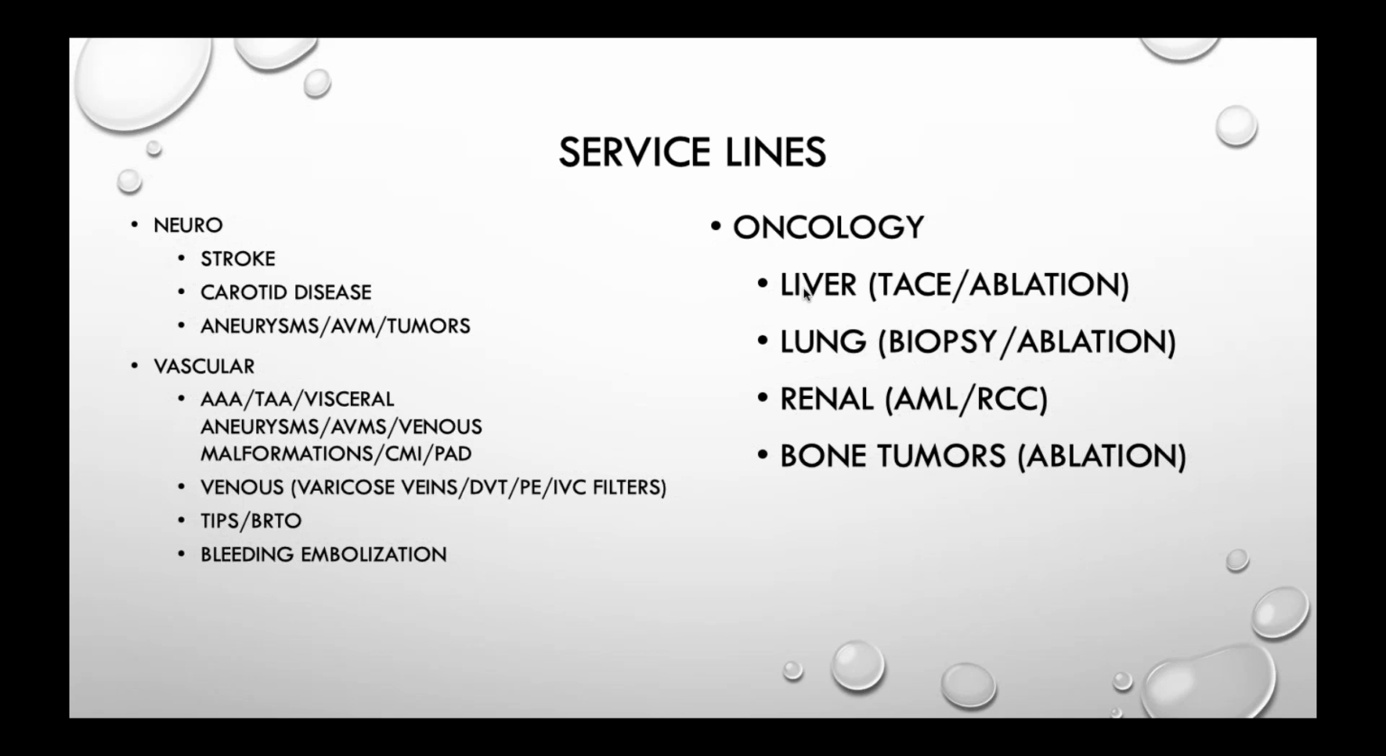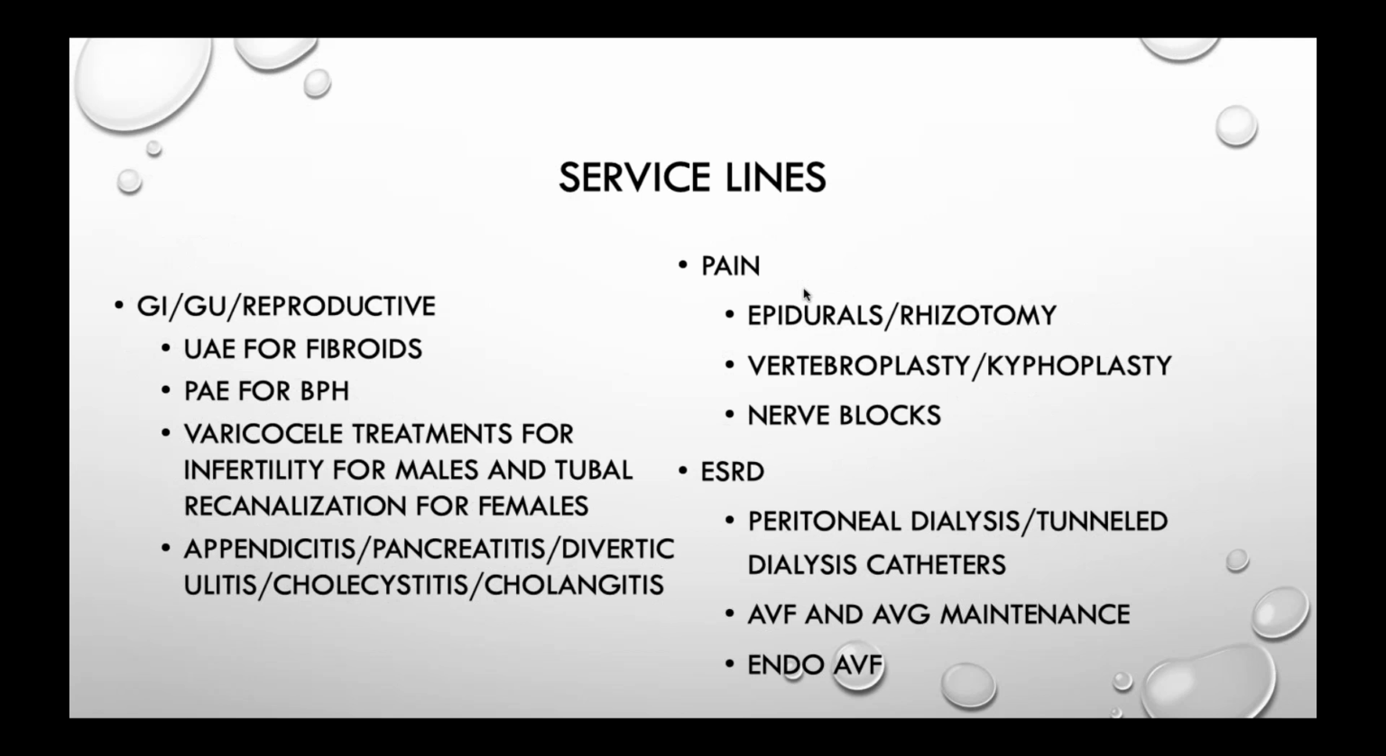Putting in shunts into the liver to decompress the liver for variceal bleeding or ascites, called the TIPS, or blocking gastric variceal bleeds with big balloons in the stomach, called BRTO. All these things are part of the vascular line. We do a lot of GI, GU, and reproductive things.